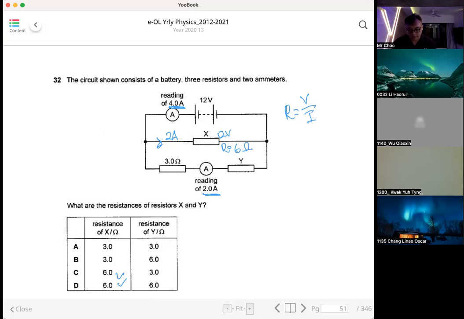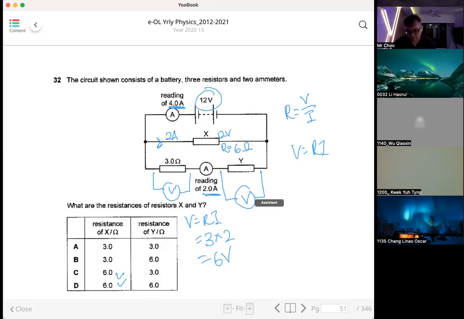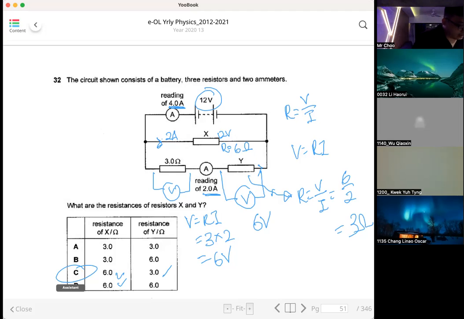Okay, so for this, same formula, V equals RI. So what is the voltage over here? V is equal to RI. The resistance is 3, the I is 2, so the voltage is 6. Total is 12. So what is the V here? V here will also be 6. Clear? So you know V is 6, the current is 2. Your resistor for this is V over I, which is 6 over 2, and therefore the answer is 3. Okay, so the answer for this would be C. Clear so far?